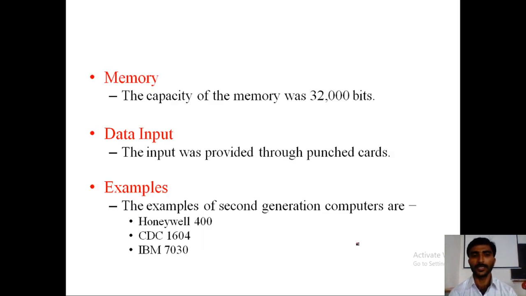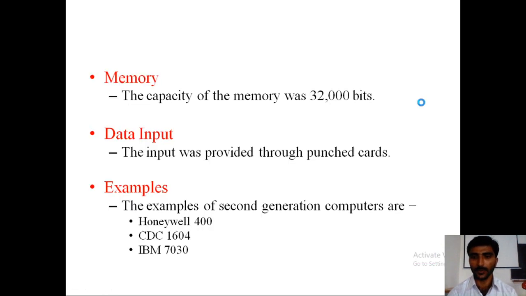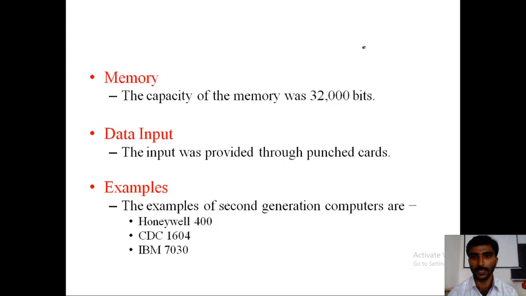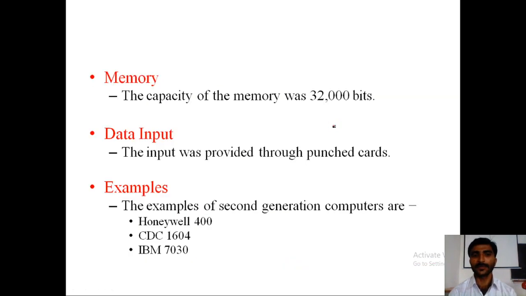Now, what is the memory size? I'll show you transistors. See, these are transistors, and they are smaller in size. Some people write 56 to 63, but here we are discussing, according to the book, 55 to 64. See, this is the small-size computer in the second generation. So this is a second generation computer.